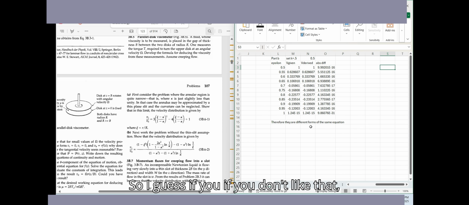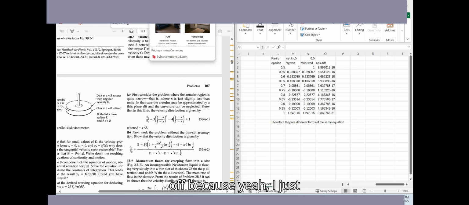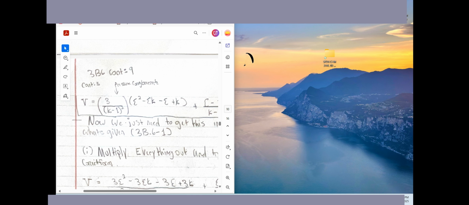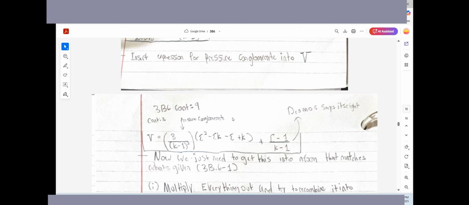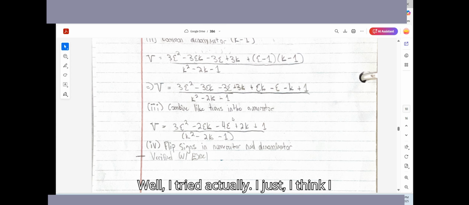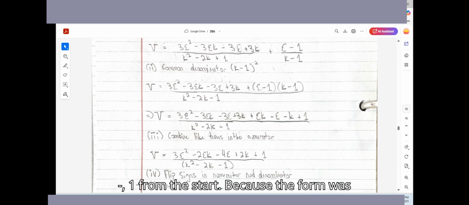So I guess if you don't like that I didn't simplify it more in depth to the exact form, and rather just did a proof, I would say probably click off, because I just couldn't be bothered to do the complete simplification. Yeah, I tried, actually. I think I had to do 1 minus k instead of k minus 1 from the start, because the form was just so different. It was just really annoying to do.